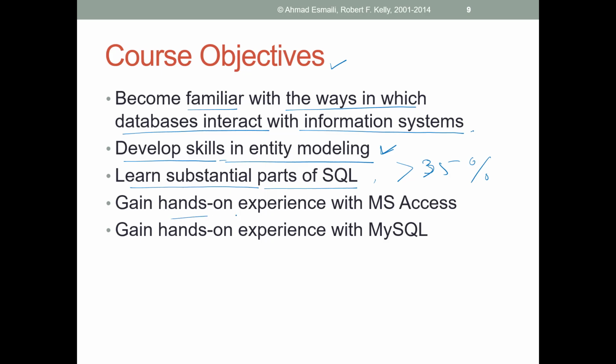You will gain hands-on experience with MS Access. All my demos in the lecture are based on MS Access. You will also gain some hands-on experience with MySQL Workbench. But the SQL statements that you'll be learning in MS Access, you can try those on MySQL. I'm pretty sure that more than 90% of the time the statements will run as they are in MySQL.